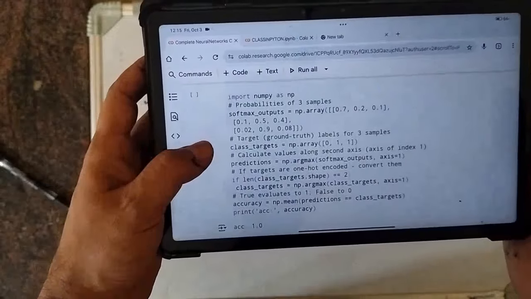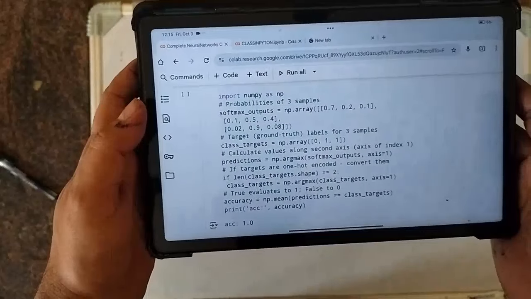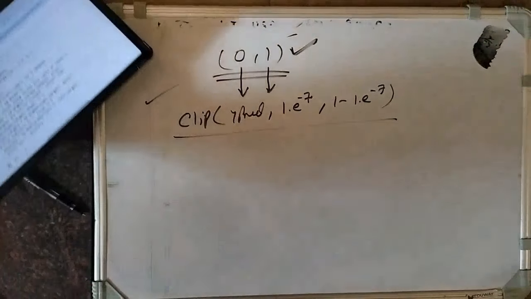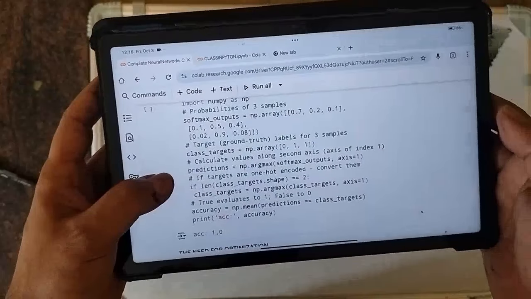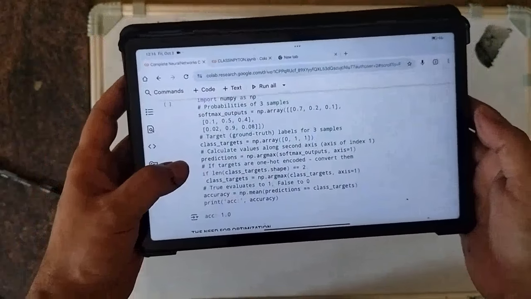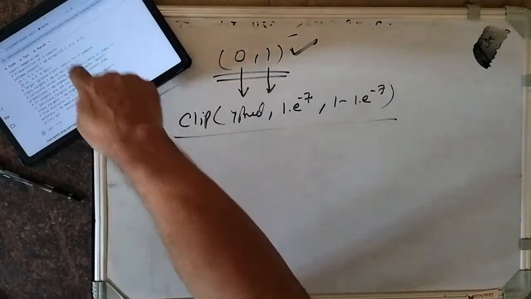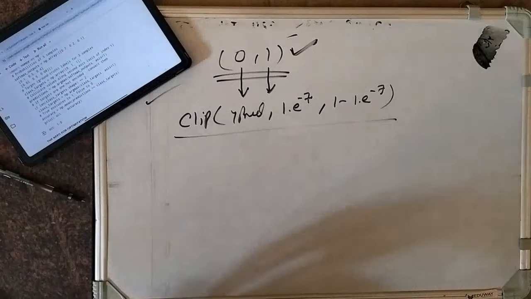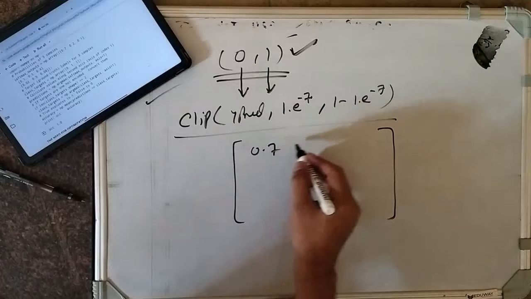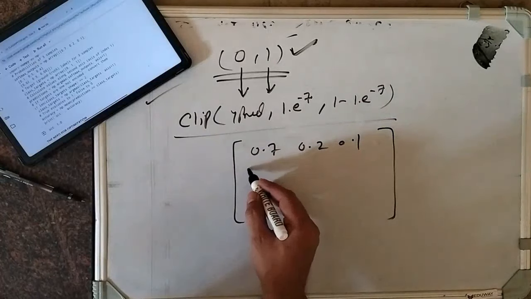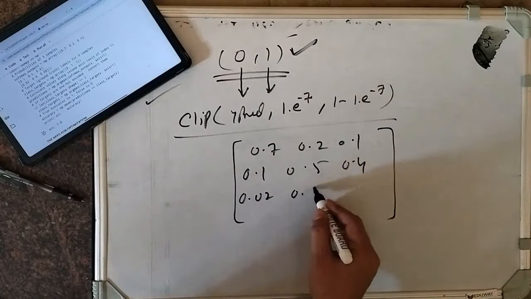Now the next topic is: what is the meaning of accuracy? Do you know what accuracy means? Many people have confusion. Suppose you have a matrix, and your output rows are 0.7, 0.2, 0.1, then 0.1, 0.5, 0.4, and then 0.02, 0.9 and 0.08. This is your matrix.